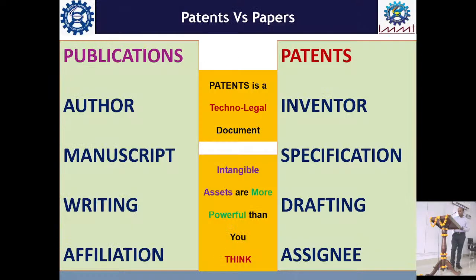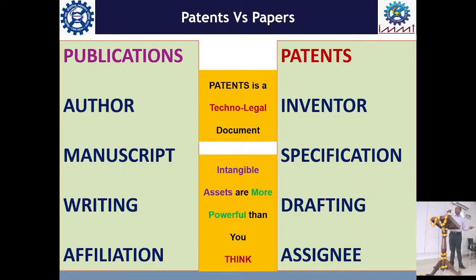So therefore, when you practice research, this is possible. But there are certain terminologies that have to be taken care of. When you are doing publications, author, manuscript writing and application come. But when you are doing patents, you need to use inventor, specification, drafting, and assignee.